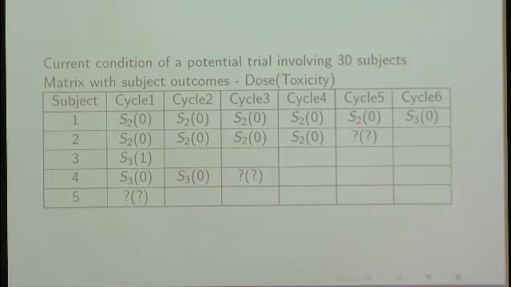That's the thing we want to decide, and we don't have to give dose 2, we could give something else. Subject 3 got dose 3 at the first cycle and got a toxicity. Subject 4 got dose 3, what do we give for cycle 3 for that patient? And then a new patient comes in, what do we give for that patient? So that's the design challenge.